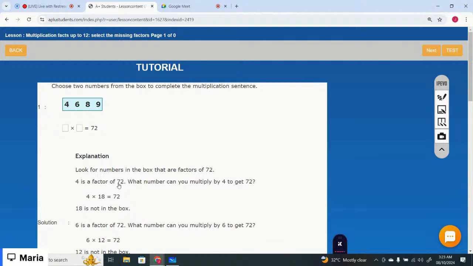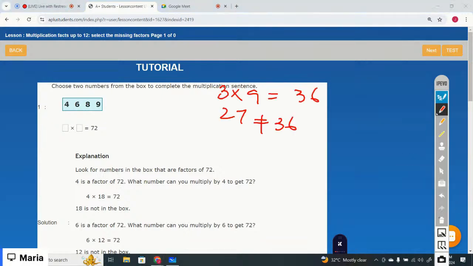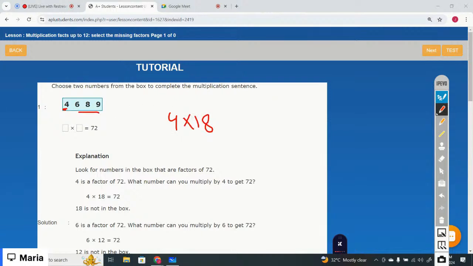So, you are given 4, 6, 8, and 9. Okay, start with 4. 4 is a factor of 72, right? That means 72 can be divided by 4. But 4 times 18 makes 72. You don't have 18 over here, right? So, check with the 6.